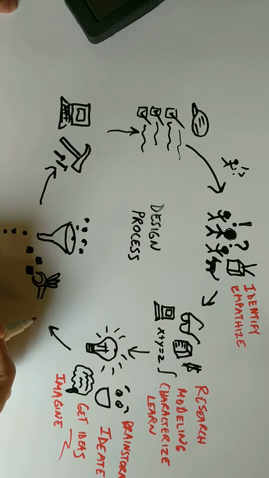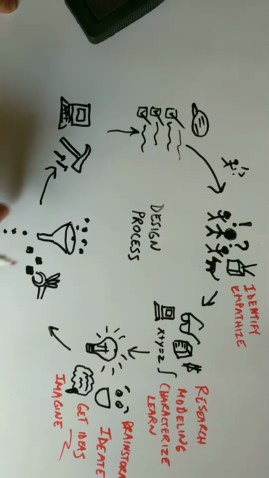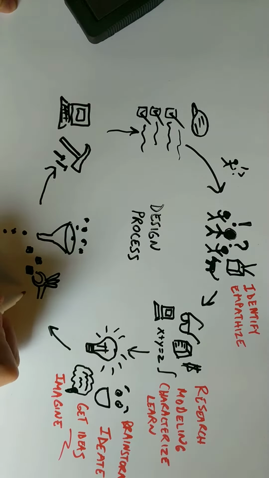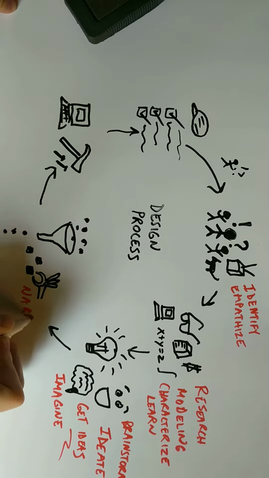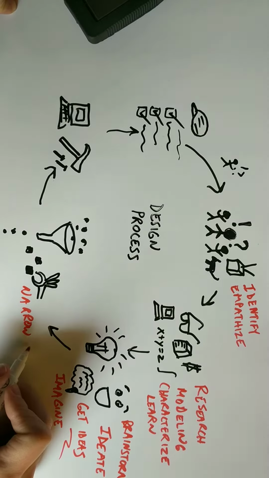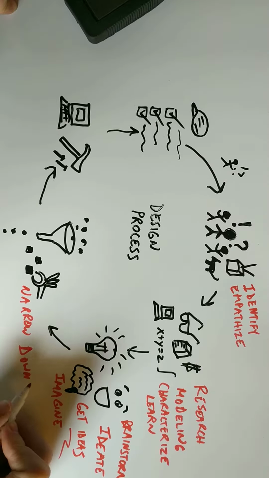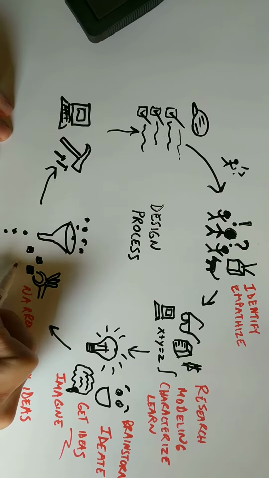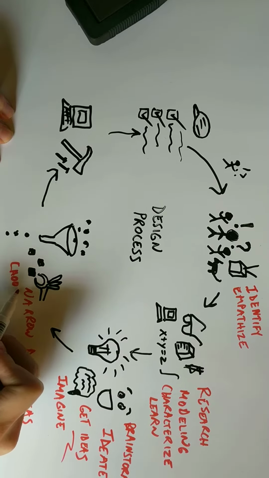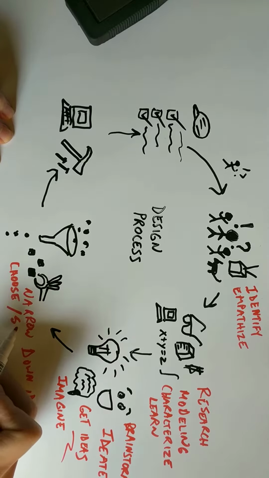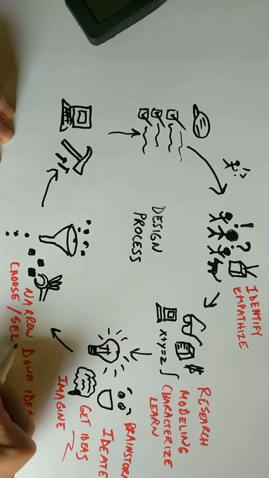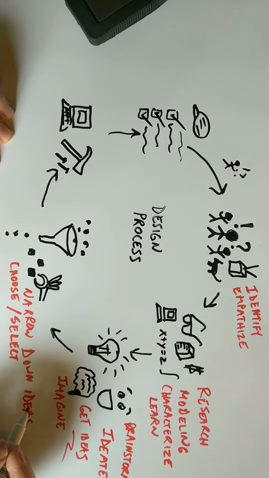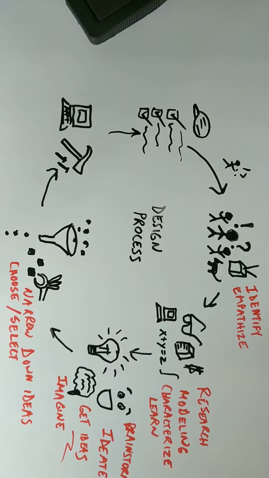What words do you use for describing the phase where you narrow down your ideas? Well, you might just say narrow down your ideas. I think in mine, I just say choose, select. That's what you might see in other organizations' design processes. Choose or select an idea to continue analyzing.